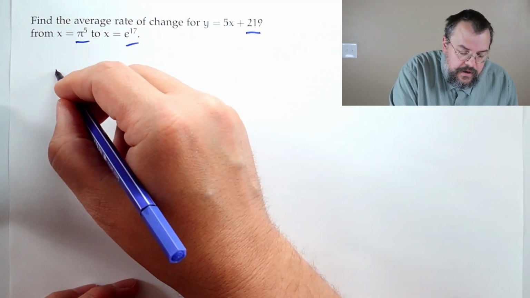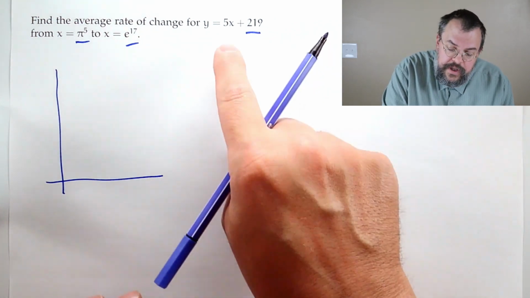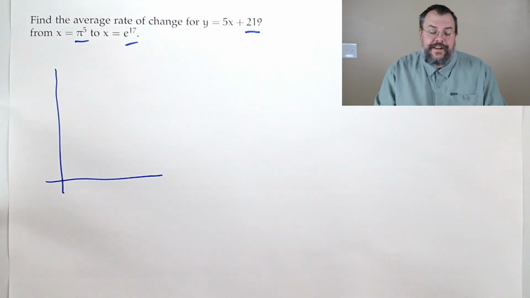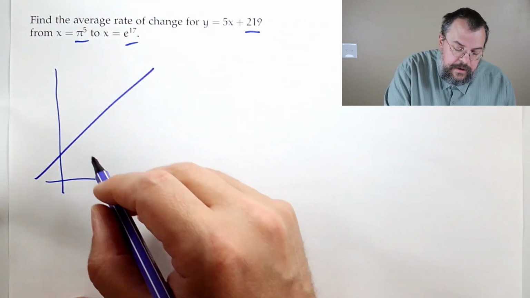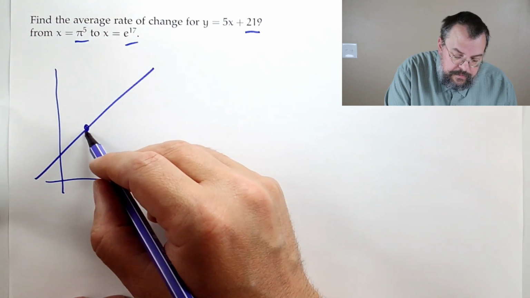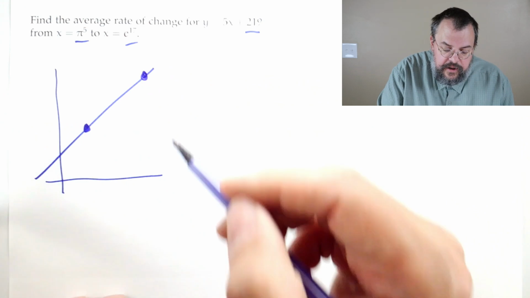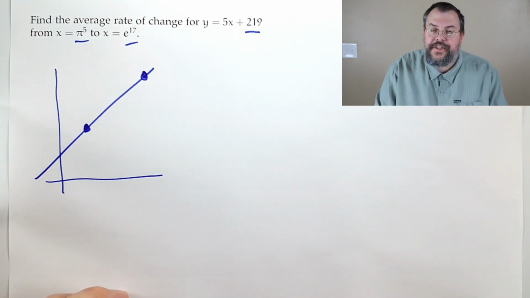What do we see? Well, we have a line. We know it's a line. It has that form, mx plus b. We're pretty good at lines. We can recognize them. So here's our curve. It's a nice flat line. And we're going from some number, I don't know, pi to the 5th, I'll say it's there. Some other number, e to the 17th, let's say it's there. So I'm looking for the average rate of change.